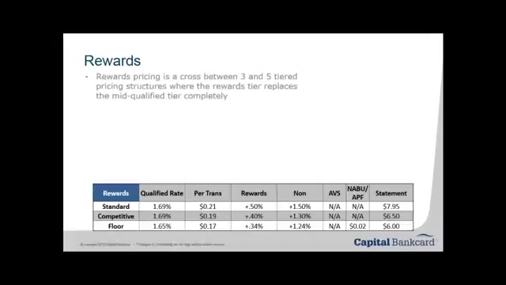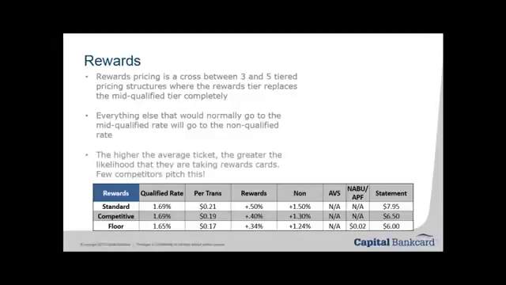Lastly, we have rewards pricing. Rewards pricing is a cross between 3 and 5 tiered pricing structures, where the rewards tier will replace the mid-qualified tier completely. Everything else that would normally go to the mid-qualified rate will go to the non-qualified rate. The higher the average ticket, the greater the likelihood that you're taking rewards cards. Keep in mind, few of your competitors will actually pitch this, so it's a great way to gain the merchant's trust and gain that account.